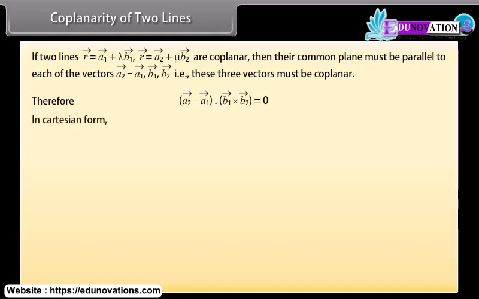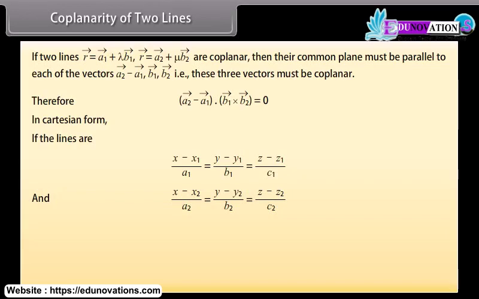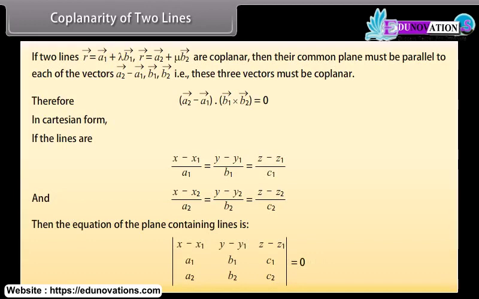In Cartesian form, if the lines are x minus x1 by a1 equals y minus y1 by b1 equals z minus z1 by c1, and x minus x2 by a2 equals y minus y2 by b2 equals z minus z2 by c2, then the equation of the plane containing the lines is the determinant, row-wise: first row x minus x1, y minus y1, z minus z1; second row a1, b1, c1; third row a2, b2, c2; equals 0.